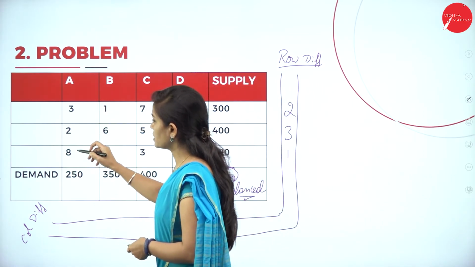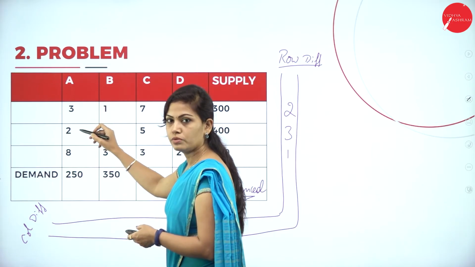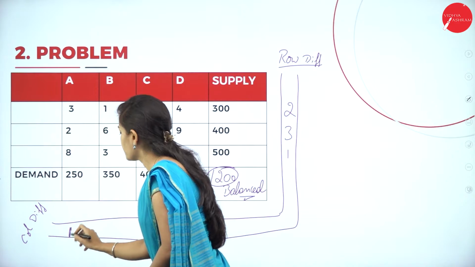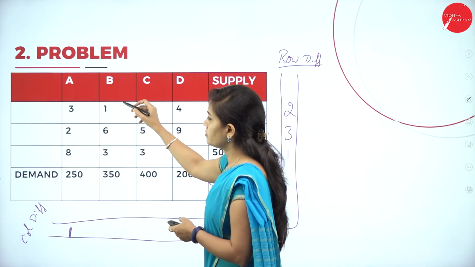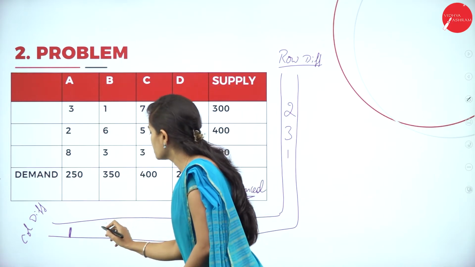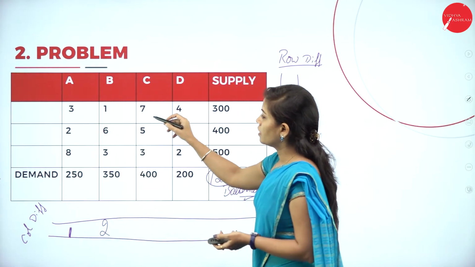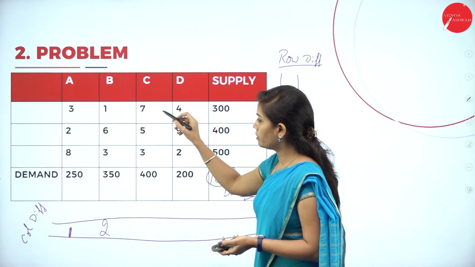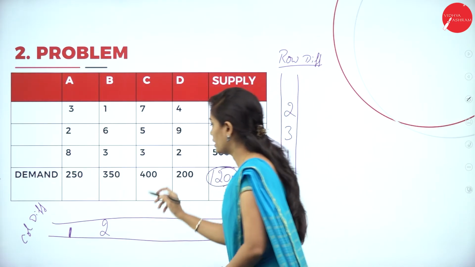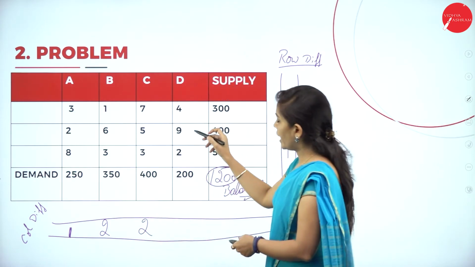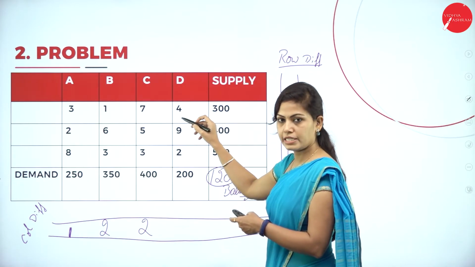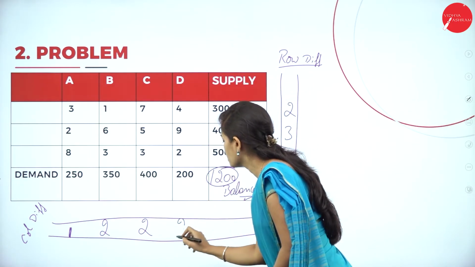So first column is A, least value is 2, the next least value is 3, 3 minus 2 is 1. And the next column is B, least value is 1, the next least value 3, 3 minus 1 is 2. Column C, 3 is the least value, the next least value is 5, 5 minus 3 is 2. And column 4, least value is 2, the next least value is 4, 4 minus 2 is 2.